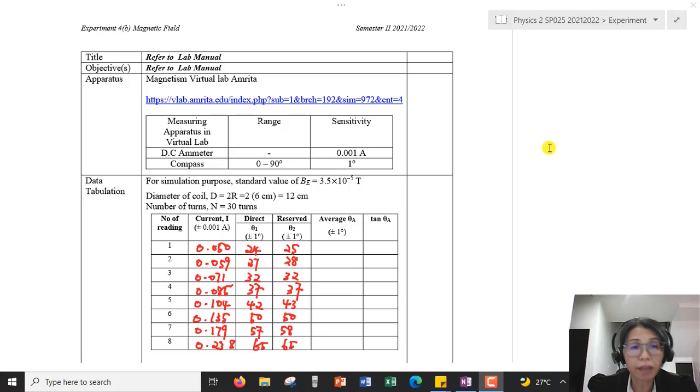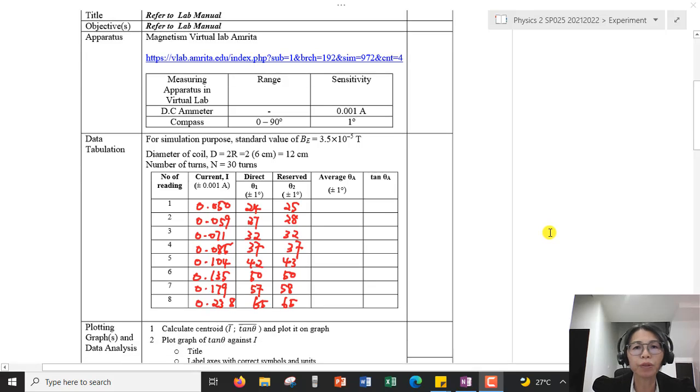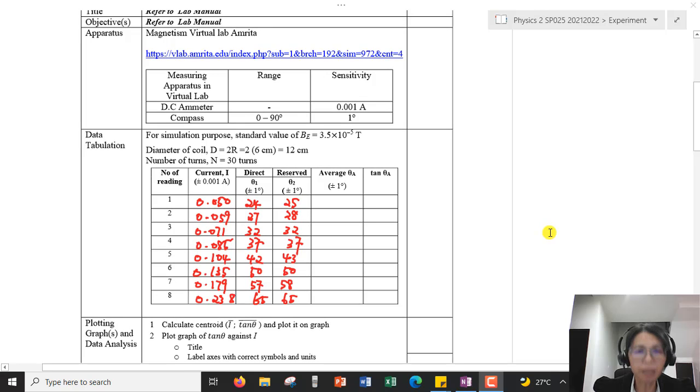So boys and girls, after you have done the experiment in the virtual lab and obtained the readings, you need to write a complete report about experiment 4B, magnetic field. So as usual, follow the format of the report writing.